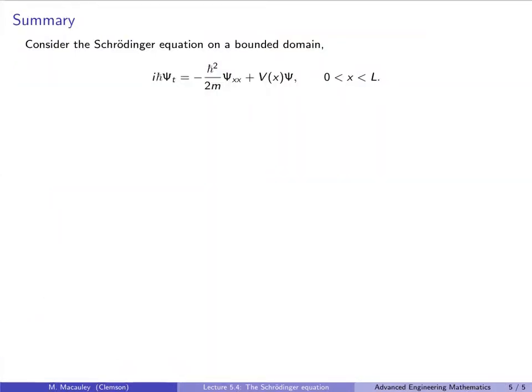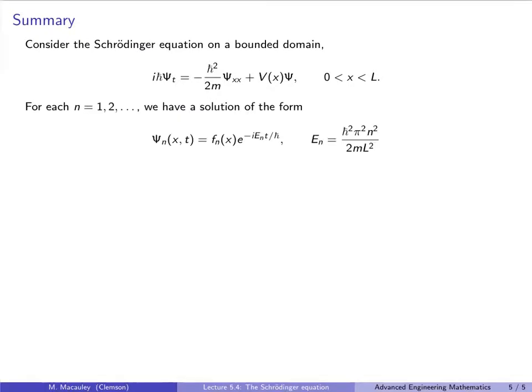To summarize, we saw in this lecture: consider the Schrödinger equation on a bounded domain. Of course, we can write this simpler as i h bar psi_t equals the Hamiltonian operator times psi. So let's suppose that this is defined on a bounded domain like this, from 0 to L.